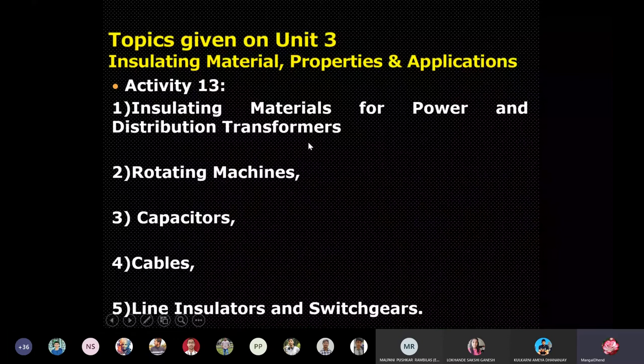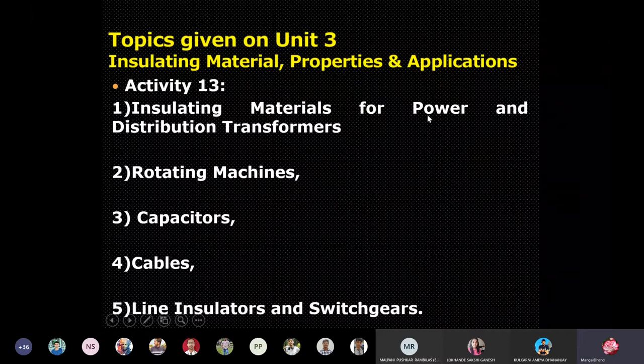I already told you one student will take one activity, so I will give choice on a first come first served basis. If one student takes this topic, other students will not be allowed to take the same topic. So hurry up, try to complete your activity. For activity 13, you can take this and just present it as I am doing now, demonstrating with videos, or you can make your own animation PPT. That way also you can present. A 10 minute presentation will be there.